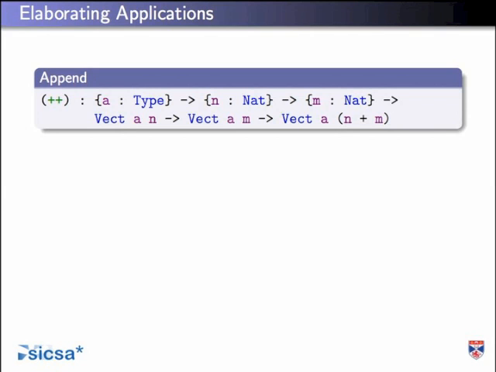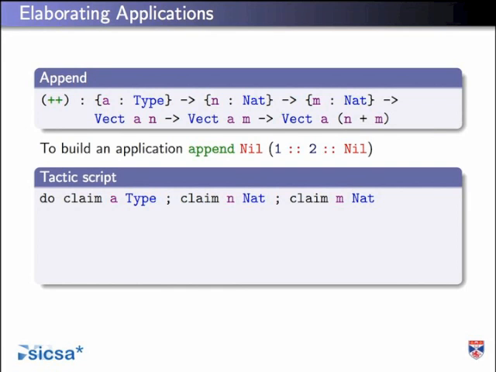So we've got an append function, say, just as an example. So 3 implicit arguments, a, n, and m. So here we are, a, n, and m. And if we're going to build an application of append to 2 arguments, so this is the high-level Idris application, well, we're going to have to claim types for each of the arguments. So we'll invent types for a, n, and m. We'll invent types for x's and y's.